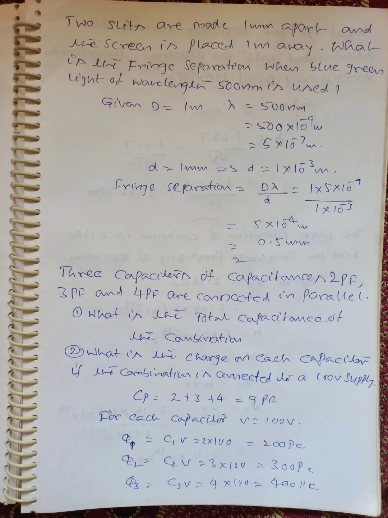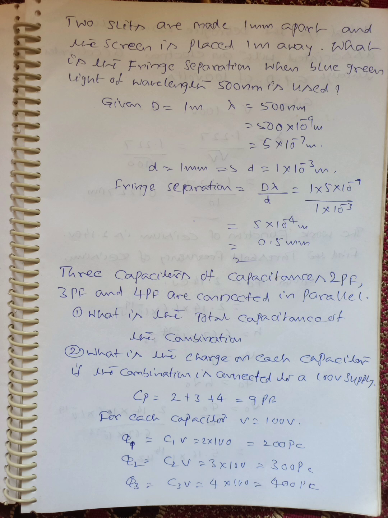Two slits are made 1 millimeter apart and the screen is placed 1 meter away. What is the fringe separation when blue-green light of wavelength 500 nanometers is used? It is given that D is equal to 1 meter. Wavelength is given to be 500 nanometers, that is equal to 500 into 10 power minus 9 meters, 5 into 10 power minus 7 meters. d is equal to 1 millimeter, so that is 1 into 10 power minus 3 meters. Fringe separation is equal to D lambda by small d.